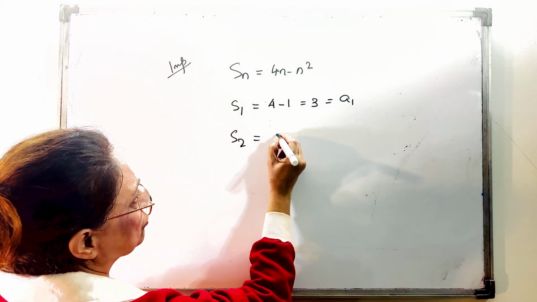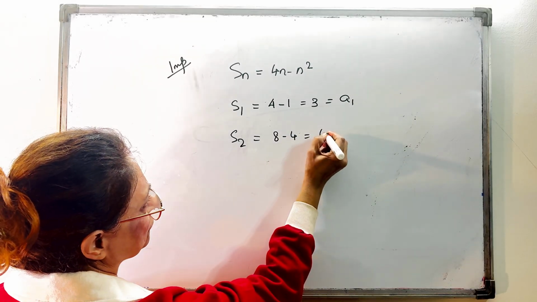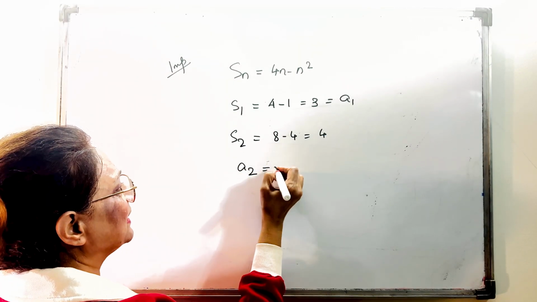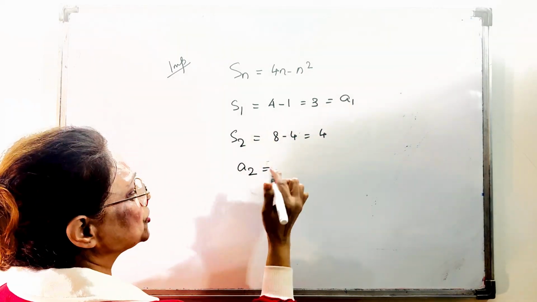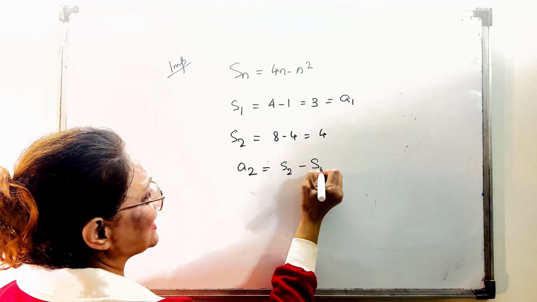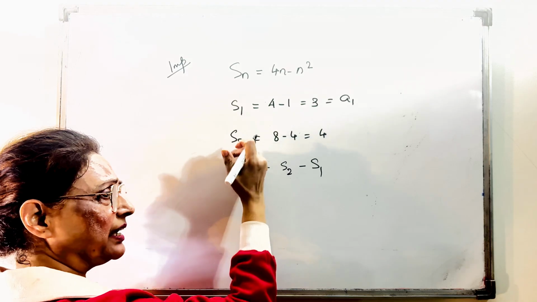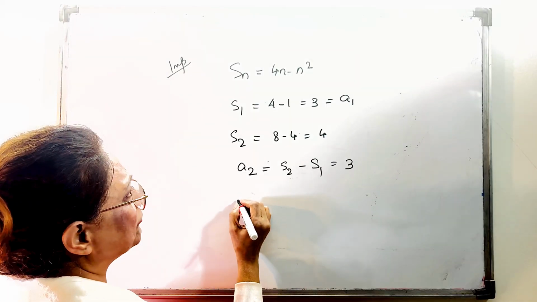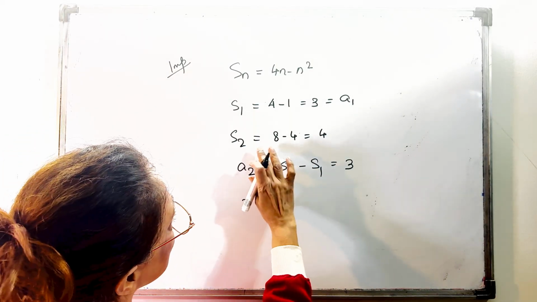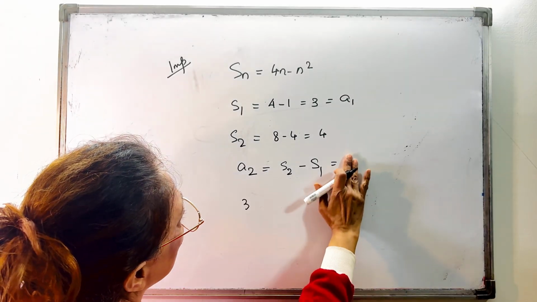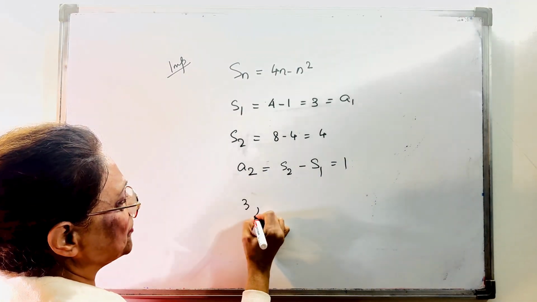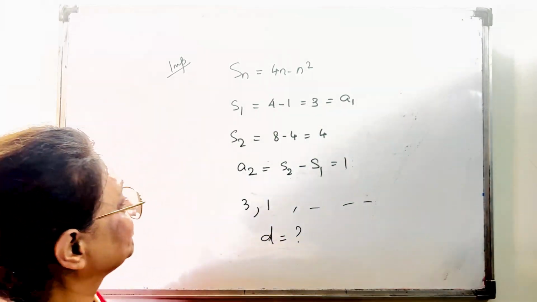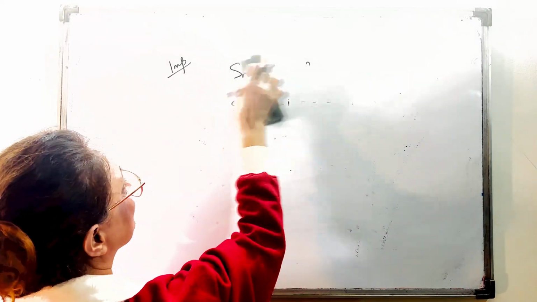S2 would be 4 twos are 8 minus 2 square 4, which is 4. So this is not A2. Remember, S2 means first term plus second term. So A2 would be S2 minus S1, isn't it? S2 has both A1 and A2. So subtract these and you get the second term. What was the first term? First term was 3, na? 4 minus 3, so 1. Once you get the first term and the second term, you are sorted. D will be found and you can find the value of Sn, whatever is asked.